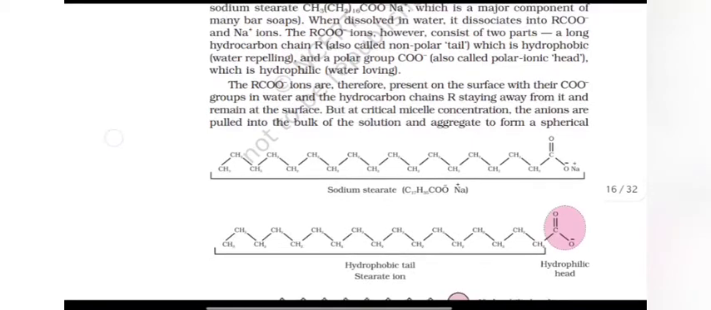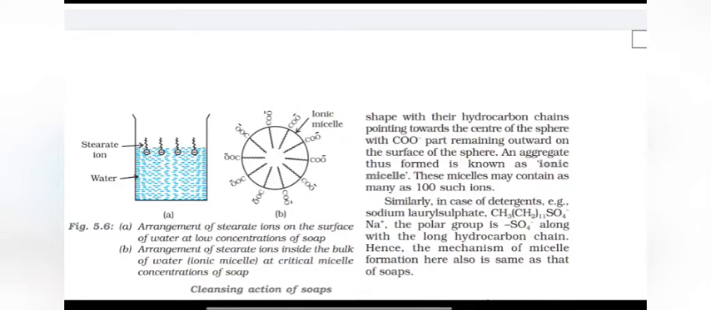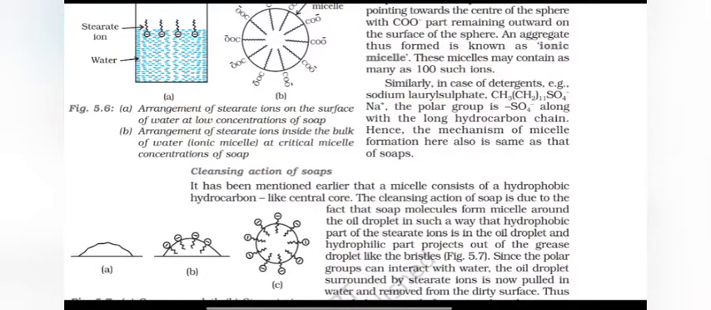The RCOO- ions are therefore represented on the surface with their COO- in water and the hydrocarbon chains staying away from it and remaining at the surface. But at critical micelle concentration, the anions are pulled into the bulk of the solution and aggregate to form a spherical shape with their hydrocarbon chains pointing towards the center of the sphere and the COO- part remaining outward on the surface of the sphere. An aggregate thus formed is known as an ionic micelle. These micelles may contain as many as 100 such ions.